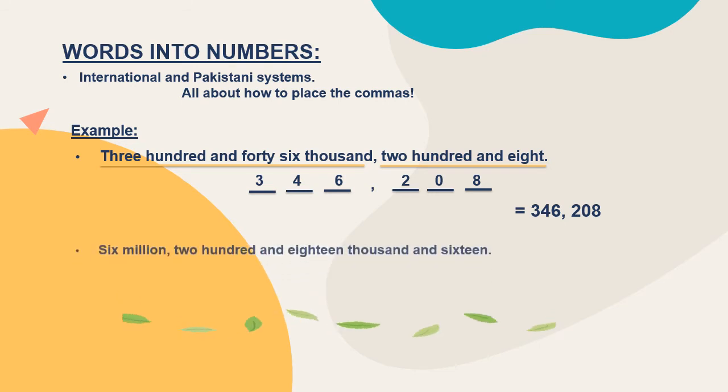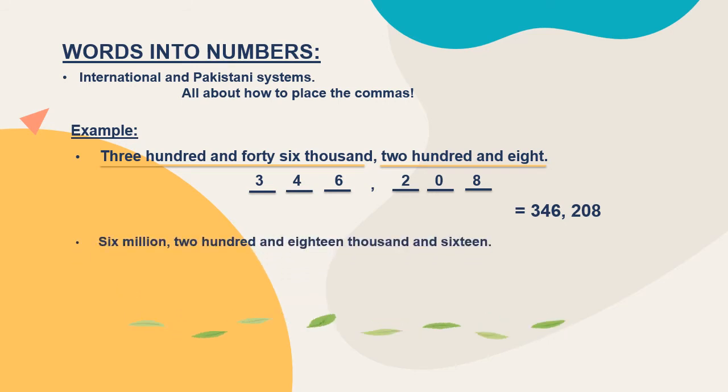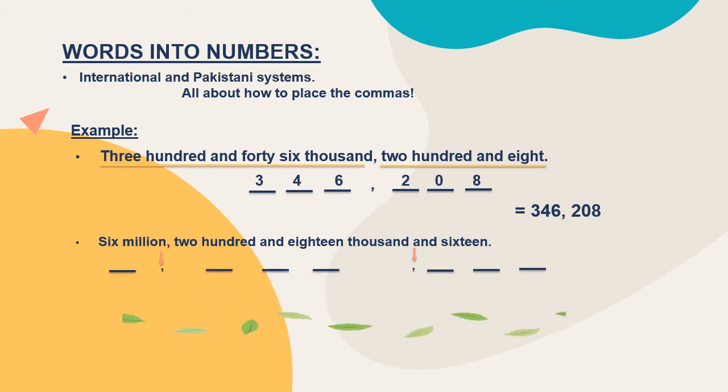Question 2. Six million, two hundred eighteen thousand, sixteen. First step, commas go in the same place. And over here, we will convert 'and' into the comma as well. Again, every house has 3 digits. Now let's see what we have in the houses.